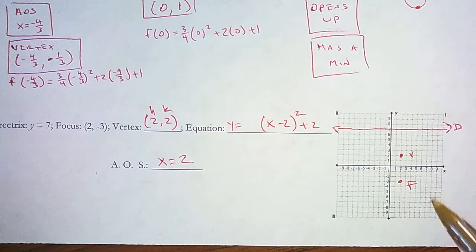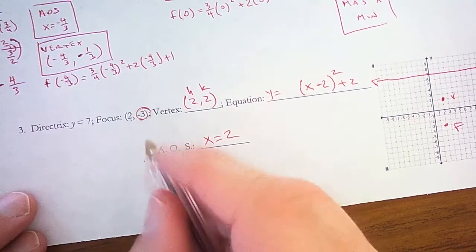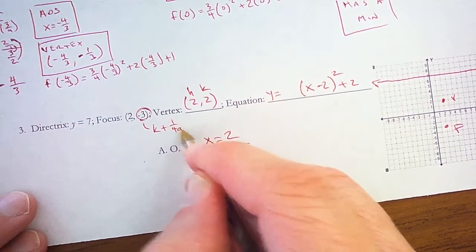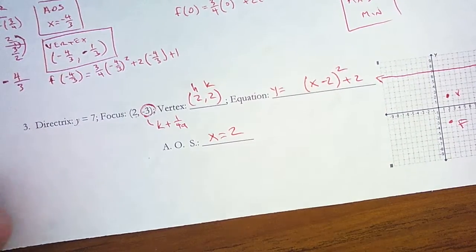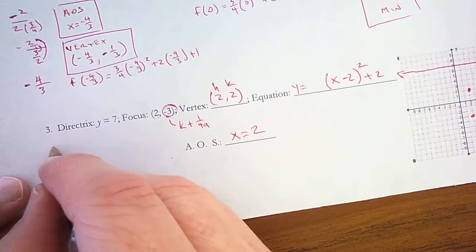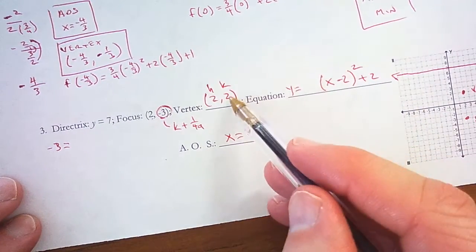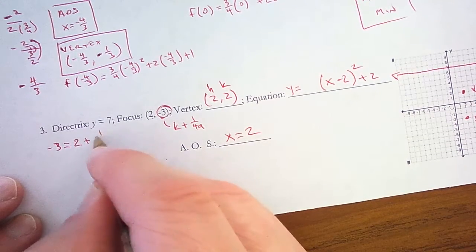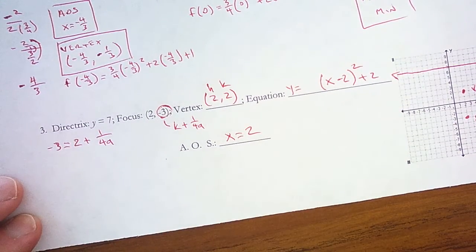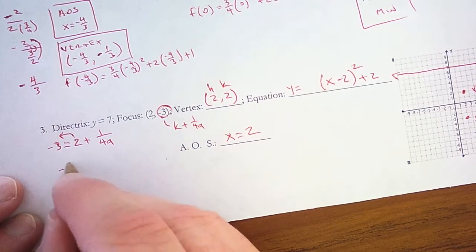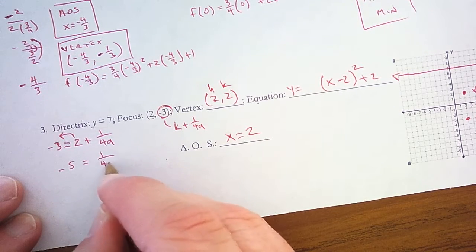Now all we need still is the value of a. What we need to remember is that the y value of the focus comes from k plus 1 over 4a. So we're going to make an equation out of that. The y value of the focus, -3, equals k, which is 2, plus 1 over 4a. So I'm going to subtract this 2 over to this side, so it's -3 minus 2, that's -5, equals 1 over 4a.